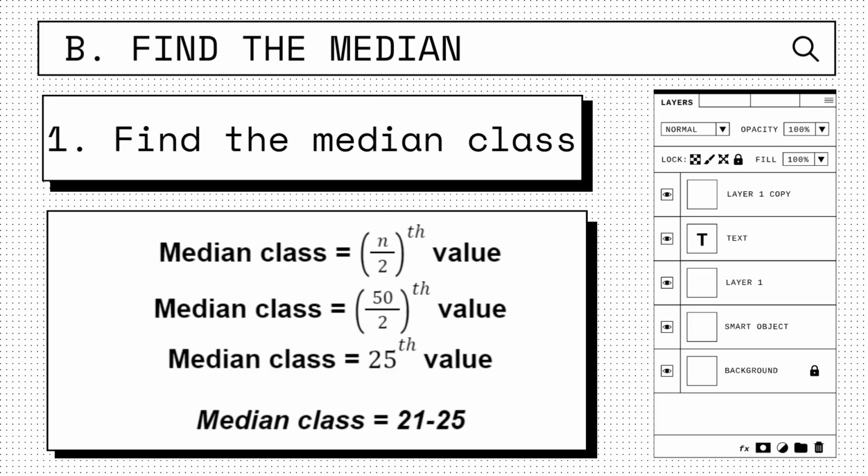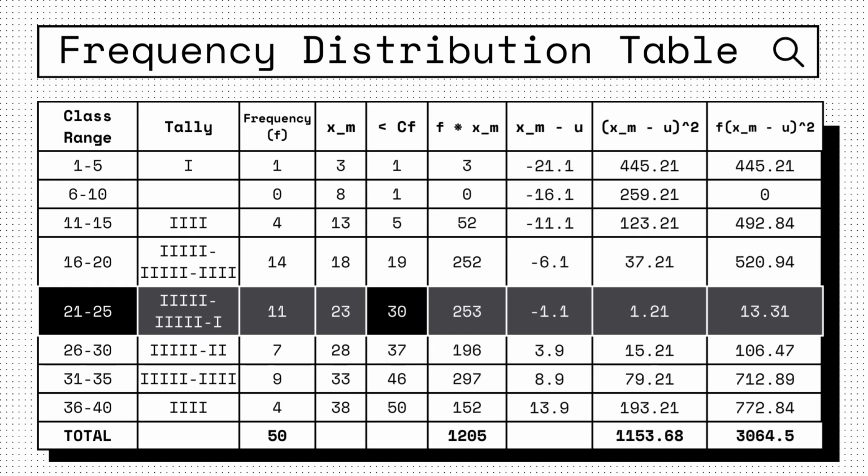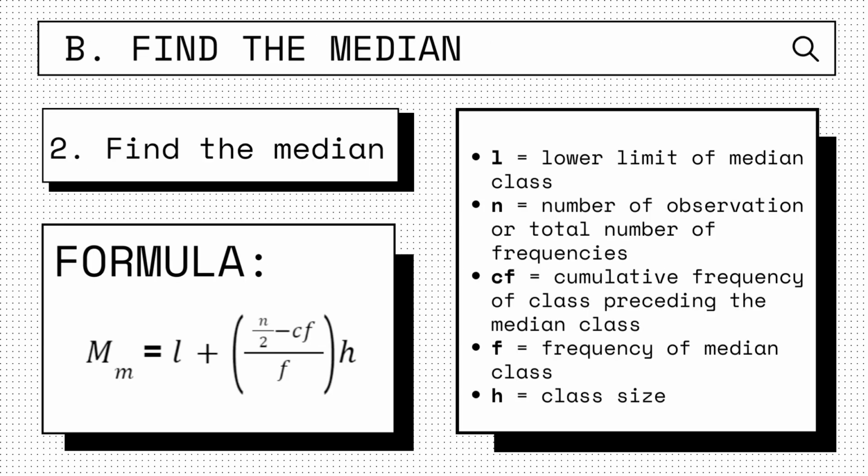find the median. To find the median, first we must find the median class. To find the median class, we're going to use the formula n divided by 2. Since we already know that n is 50, we're going to divide it by 2, which will be 25. And now we will need to find the row that has a cumulative frequency higher than 25, and that is 30, which is in the class row of 21 to 25, and thus 21 to 25 will be our median class.